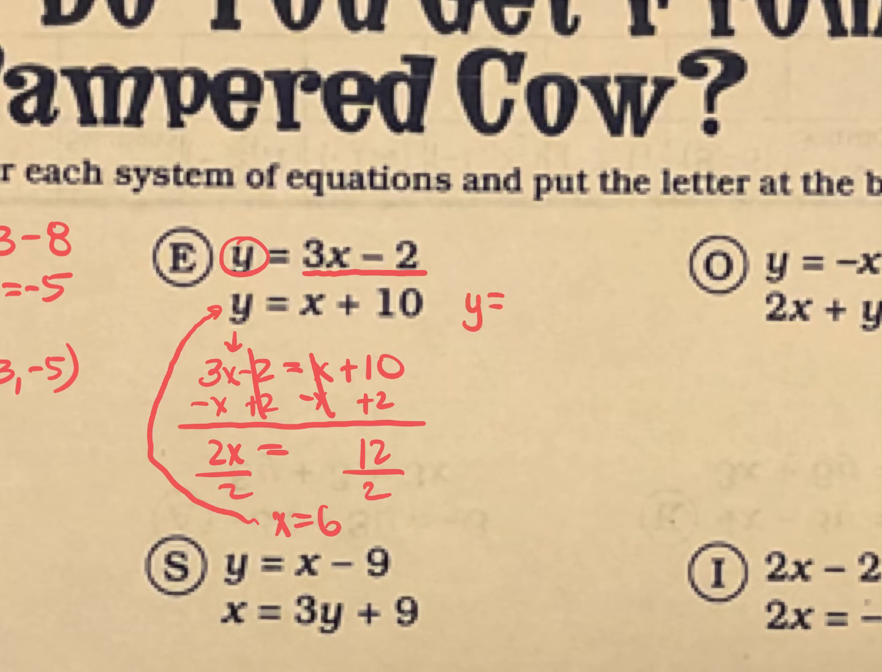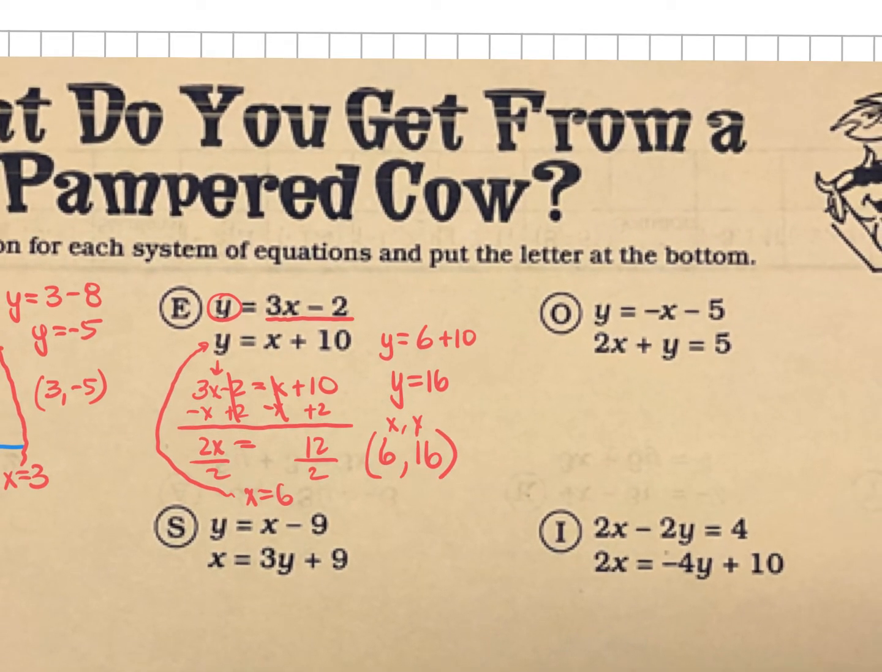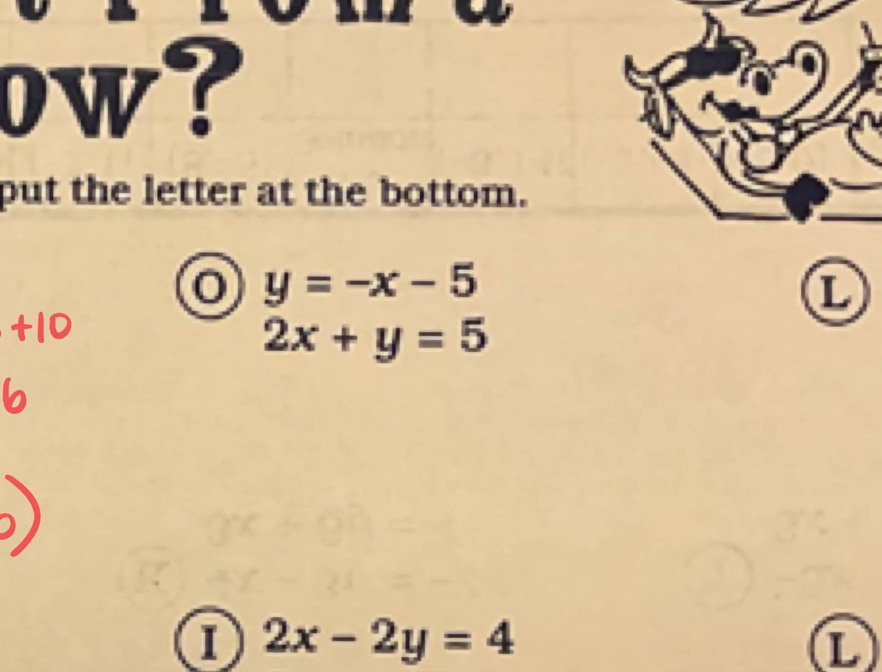Y equals, x is 6, so instead of x plus 10, 6 plus 10. Y equals 16. All right, so my answer is 6 for the x and 16 for the y. You always put x, y in that order. All right, 16 and 6, is that on the answer sheet? Yes, it is. All right, next one.